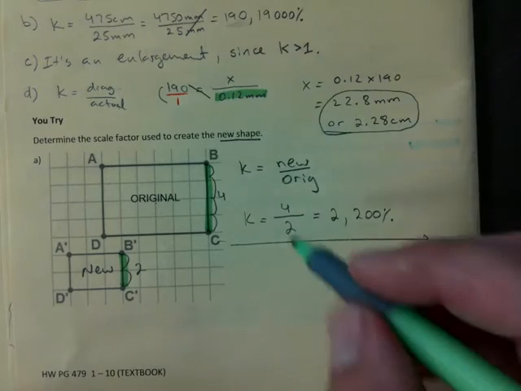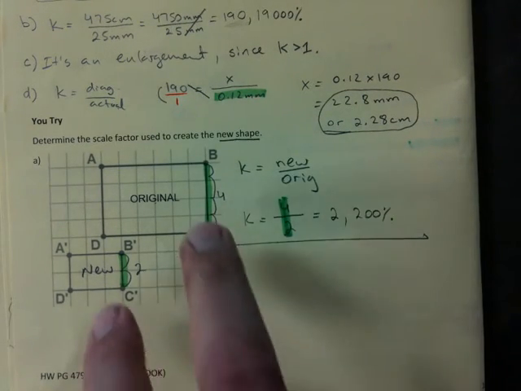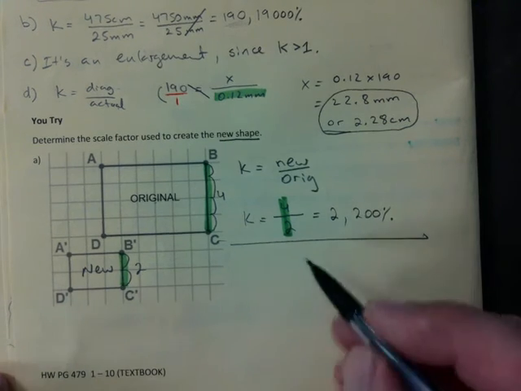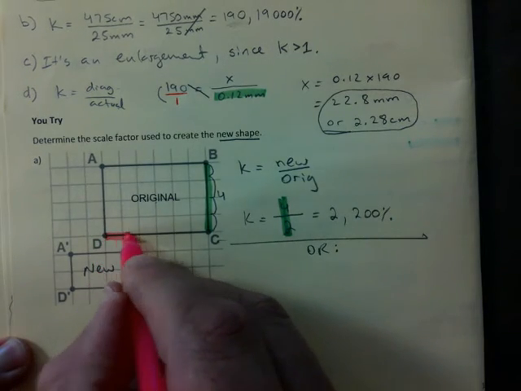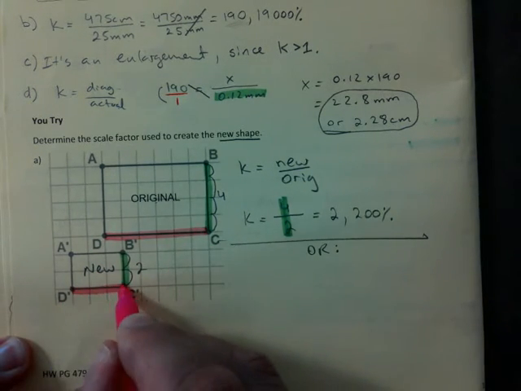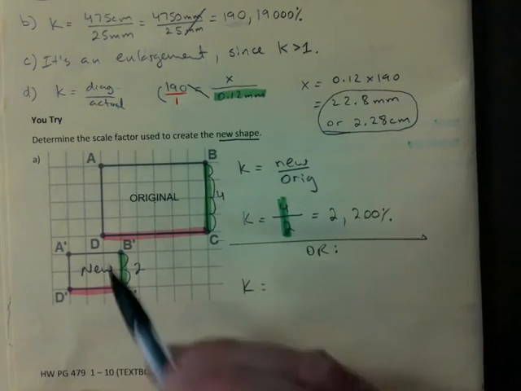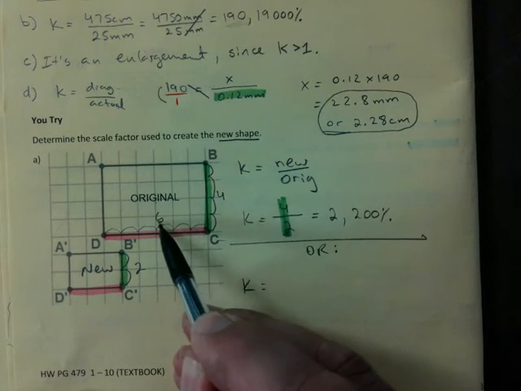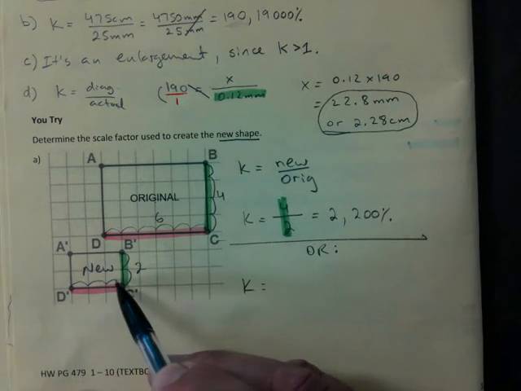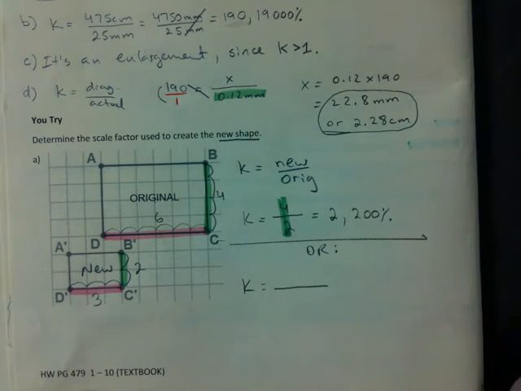I'm going to go green here, right? I used these two corresponding sides to get me that. Or you should also be able to just use the other two corresponding sides, which is this side corresponds to that side, right? So 1, 2, 3, 4, 5, 6. 1, 2, 3.